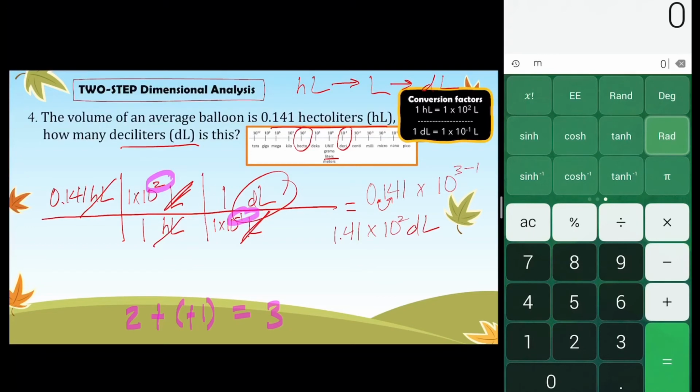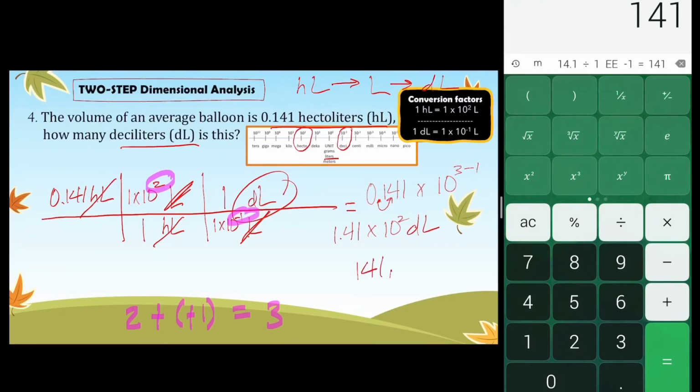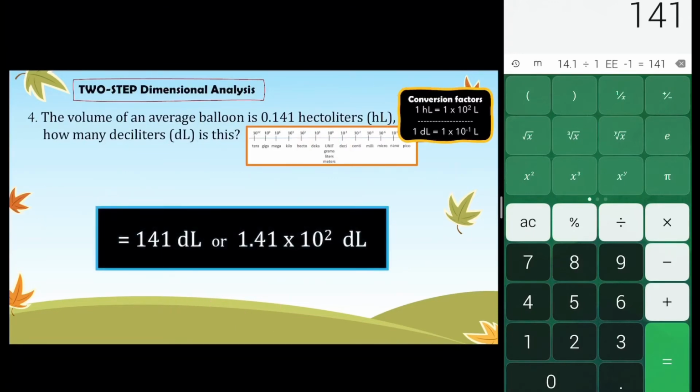Let's use our calculator to verify. 0.141 times 1 exponent 2 equals, divided by 1 exponent negative 1 equals. So that's 141. If we write 141 and change that to scientific notation by moving the decimal point over 2 places to the left, we get a positive 2 exponent.